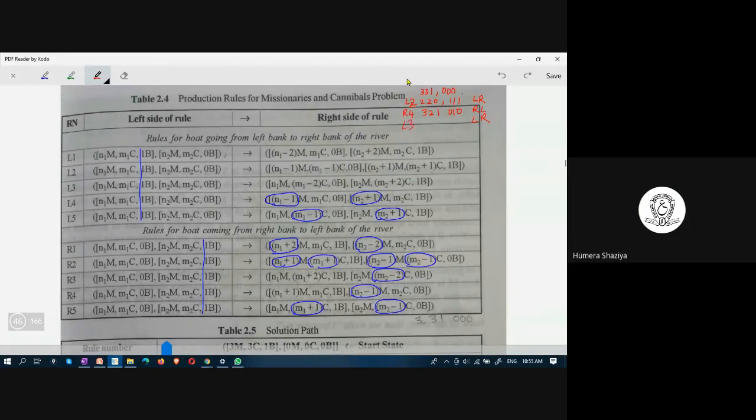L3. Left side, 3, 0, 0. Right side? Ma'am, 0, 0, 3, 1. 3, 1. Very good. L3 means N1, M is there, means the one who is sitting in the boat, the missionary, he's already there.